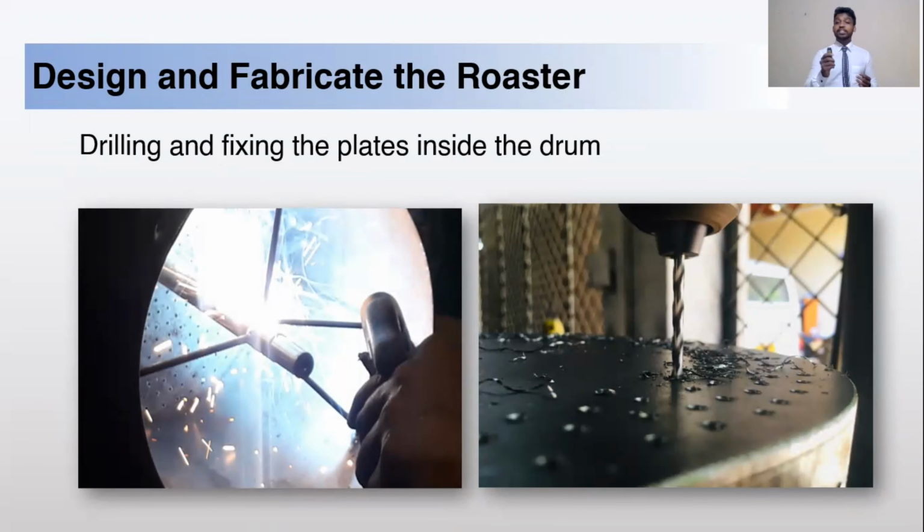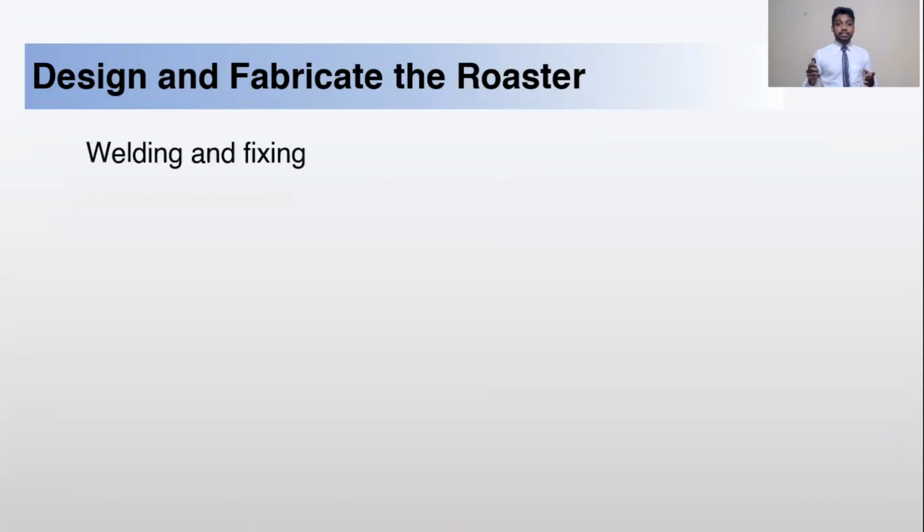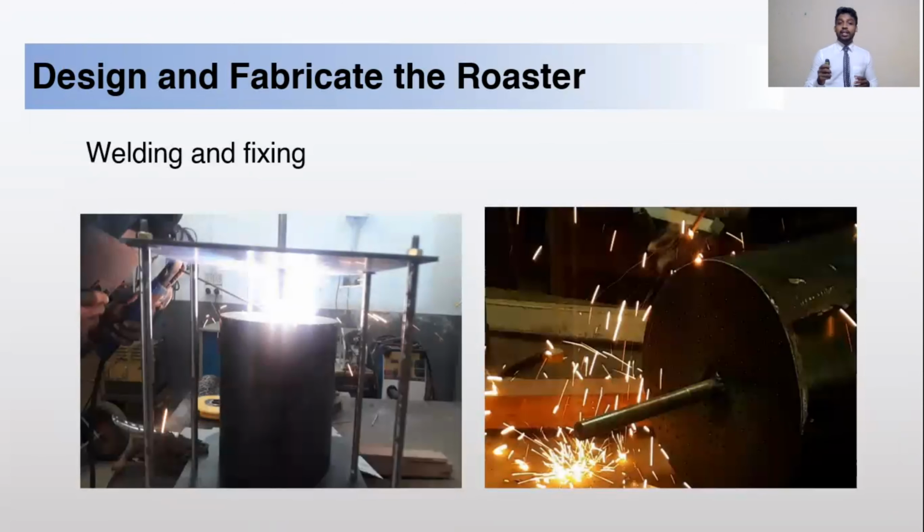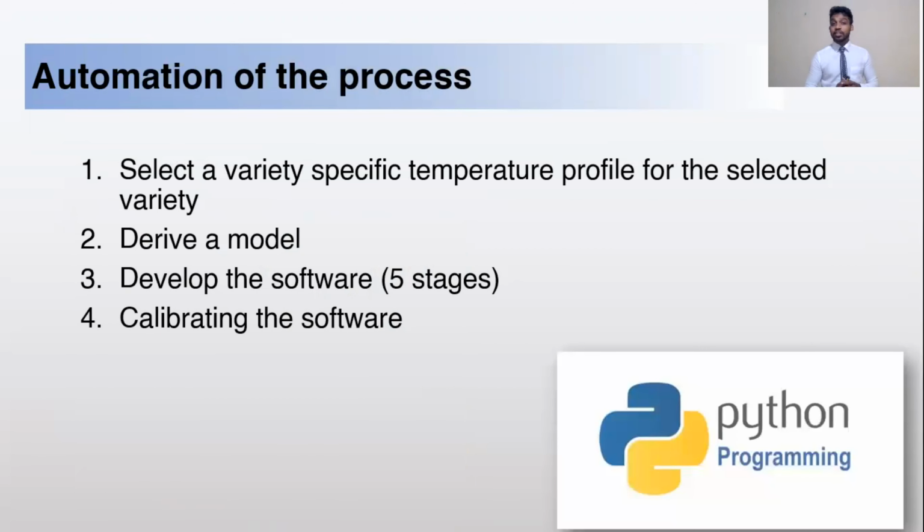Drilling seams will facilitate the entering of hot air into the rotating drum, and fixing plates inside the drum will maintain the uniformity of roasting by mixing the roasted beans carefully. And then comes the welding and fixing of the roaster's mainframe, and then the automation process comes in.